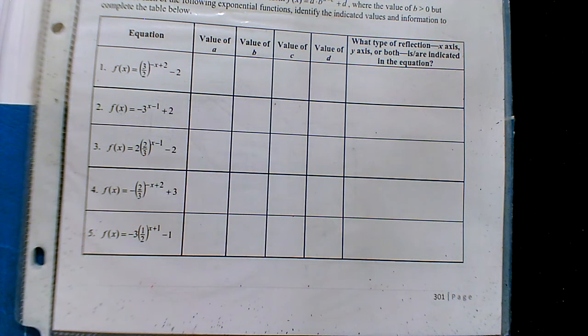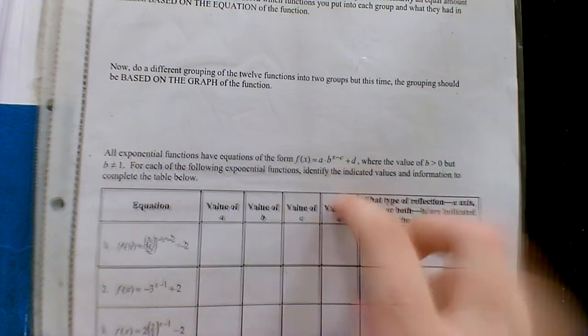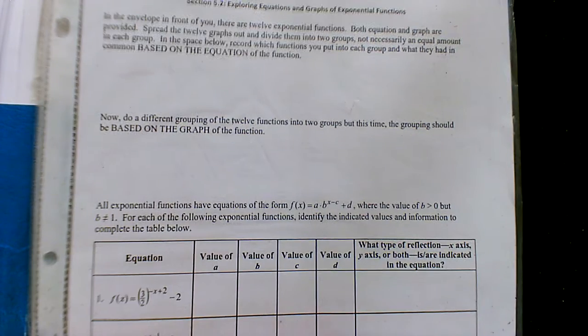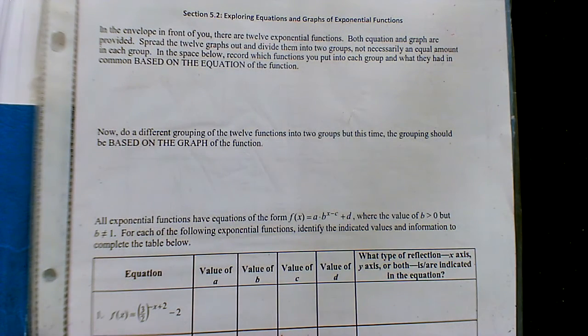You will have to spread out these 12 graphs on your desks, so maybe try to make a little bit of room for you to see all of those. But you should also have this page 301 available for you to jot some things down. Okay, so open up your envelope. There should be 12 little cards. Make sure you have 12 of them. If you're missing one, let me know.